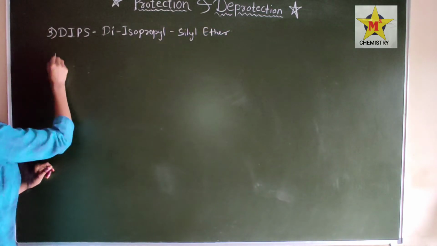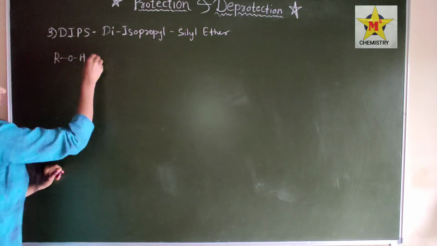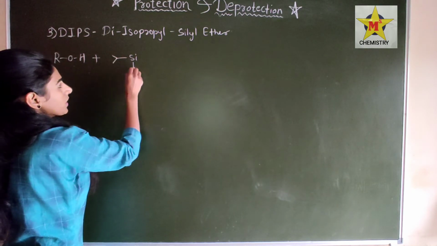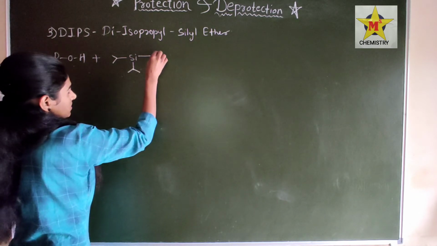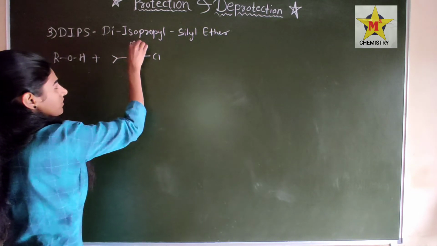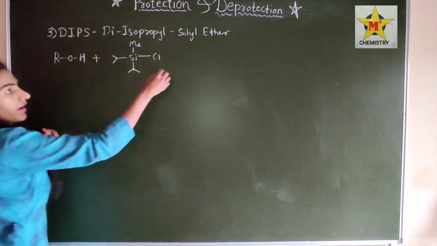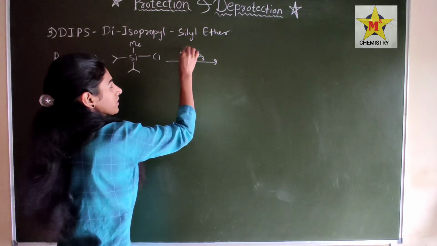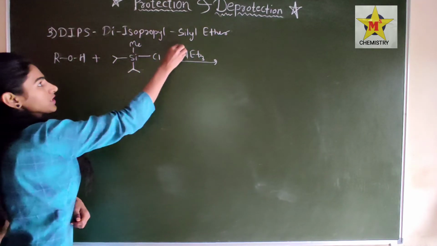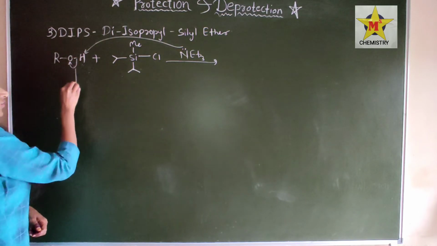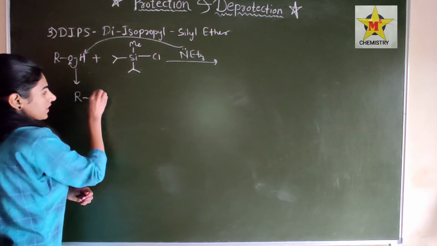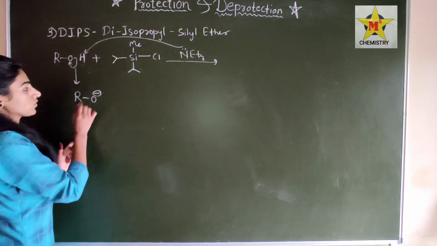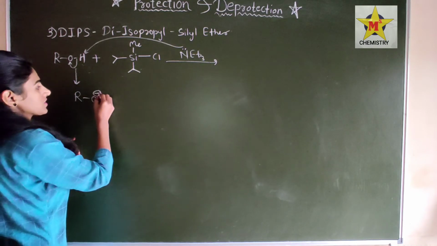Silyl ether means in alcohol, diisopropyl silyl ether. It is one methyl group. Okay, and base NEt3. This base will abstract this hydrogen atom and it will become O minus. This mechanism is the same in every silyl ether protection, but we have to see that mechanism for better understanding.